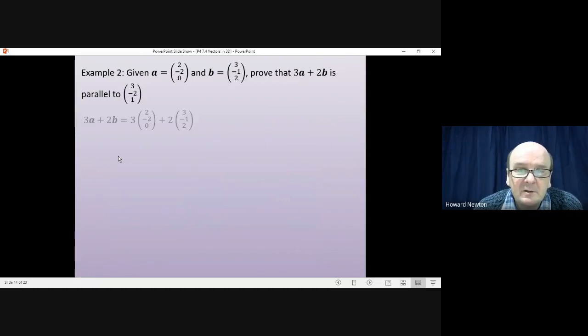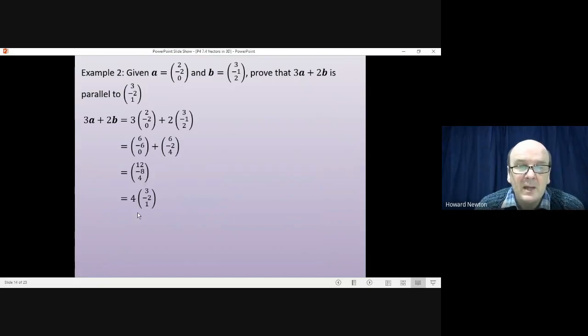Okay, let's have a look. So first of all, we need to work out 3a plus 2b, which would be 3 times that plus 2 times that. Multiplying out the brackets gives us that. Adding them together gives us 12, minus 8, 4. Now 12, minus 8, 4 is 4 times 3, minus 2, 1. 4 3s are 12, 4 times minus 2 is minus 8, 4 times 1 is 4. Therefore, 3a plus 2b is parallel to the vector 3, minus 2, 1. It goes in the same direction, but it's 4 times as long.